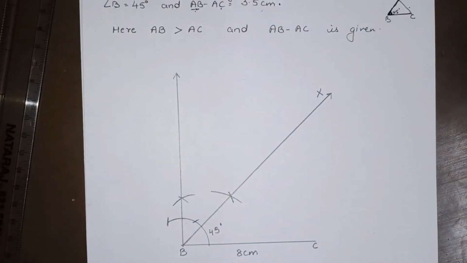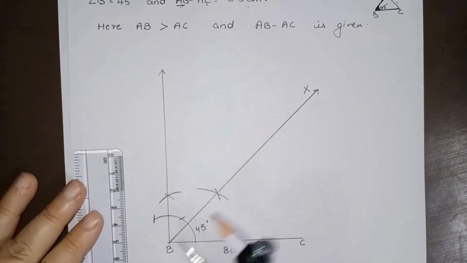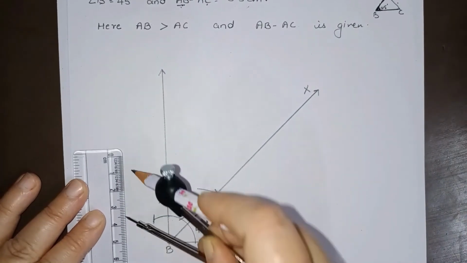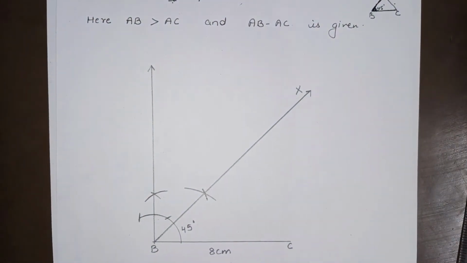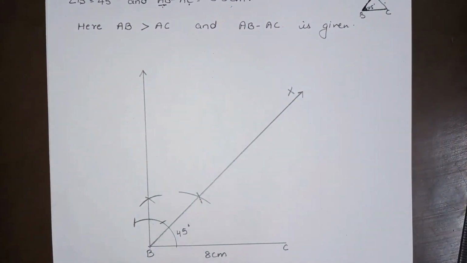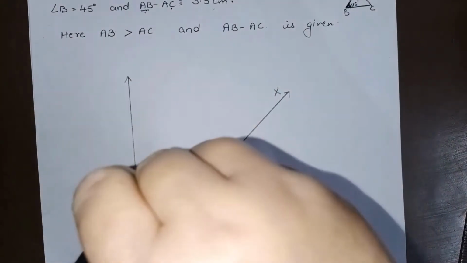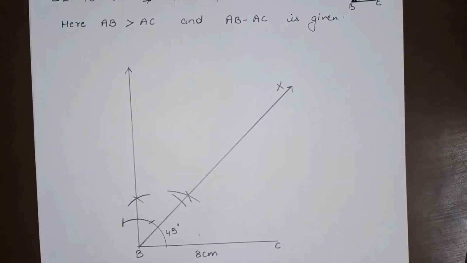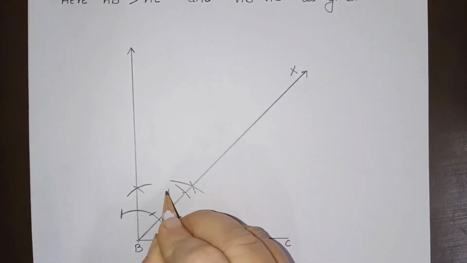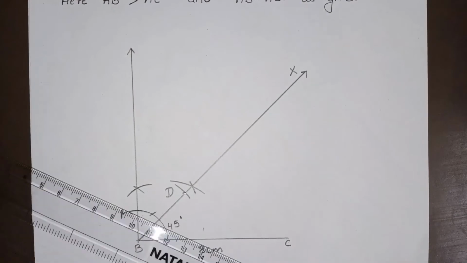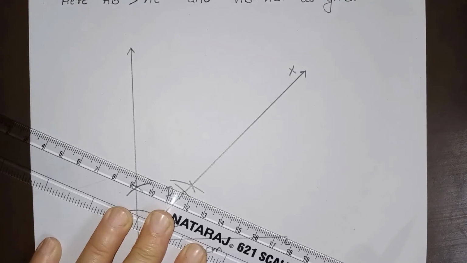Now AB minus AC is 3.5 centimeter. Now we will cut a line segment of length 3.5 centimeter from ray BX. So let us take 3.5 centimeter. So we will keep our compass at B, and this is 3.5 centimeter, and let this point be D. Now we will join DC.